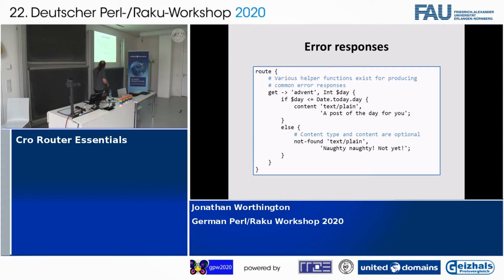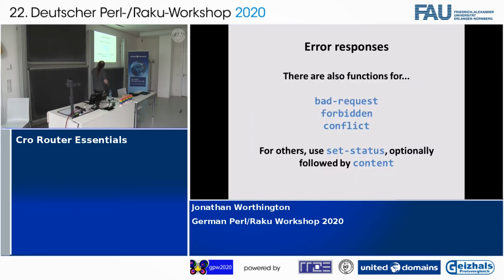Error responses. We have a bunch of helpers for those as well. So here's a nice little advent calendar where, if you try and look at a day too early, we tell you you're very naughty and give a 404 back. Okay, so that's how we can do that. There's helpers for a bunch of other errors too. So if you want to say it's a bad request, or it's forbidden, or it's a conflict, there's helpers for that. Otherwise, you can just use set status instead and put in the status code. We don't have a built-in for I'm a teapot, for example. Send a pull request.